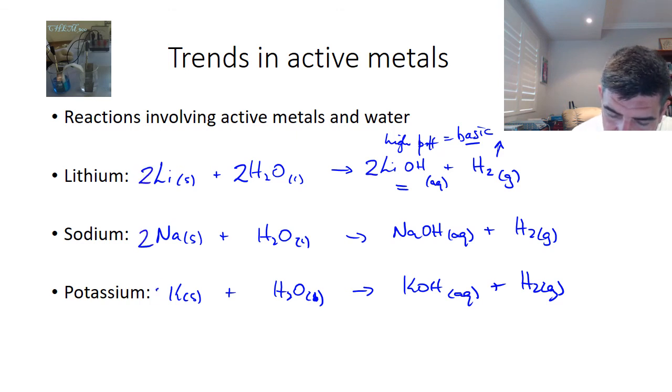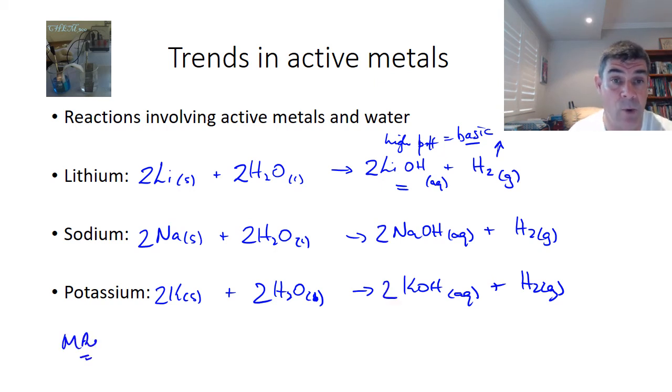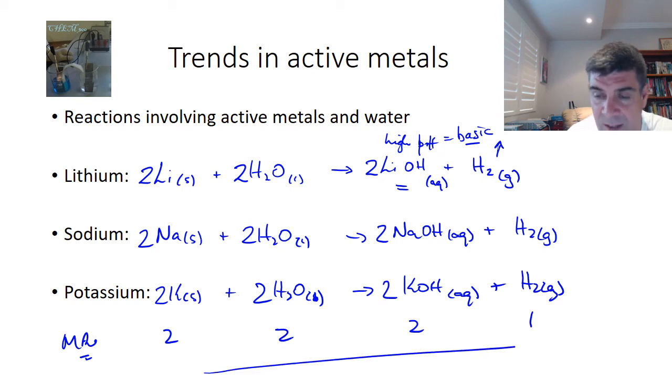And one of the interesting things about writing the equations for elements in the same group is you see that the mole ratios, and this is something that we're going to look at a lot more in our next topic, are consistent, 2 to 2 to 2 to 1. This is something just to note down for now, and it's definitely something we're going to be looking at in the next topic in particular. But this consistency shows us one of the important trends in chemical reactivity.